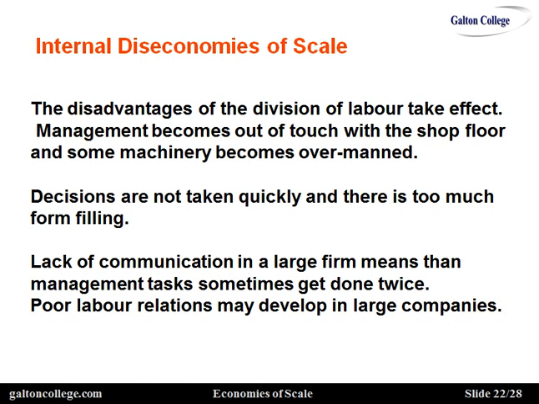So poor communications means that instructions are not followed out precisely. The organisation is too big. The communication gets distorted in the process of communicating. And there could be poor labour relations because the workers on the shop floor don't relate to the top management. They don't know the top management. So there is no communications between them. There is a breakdown and poor labour relations may follow on from there.